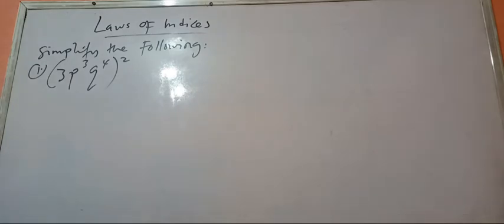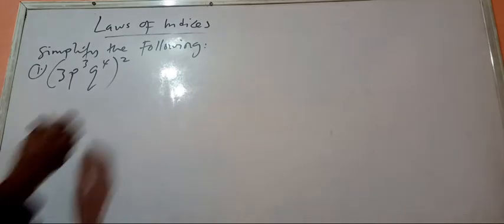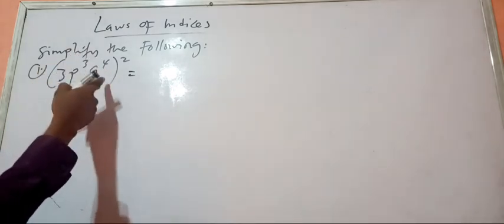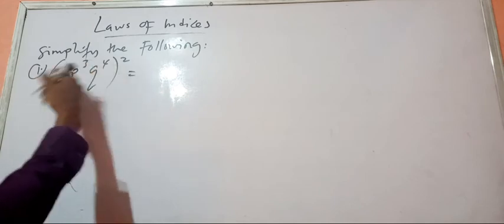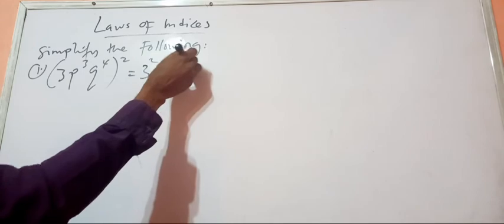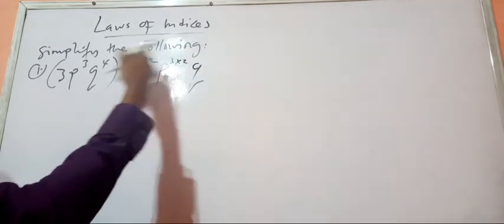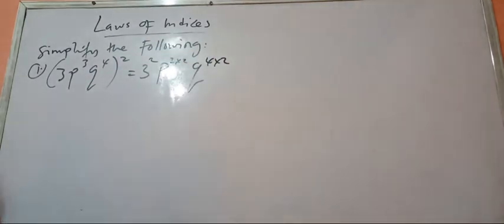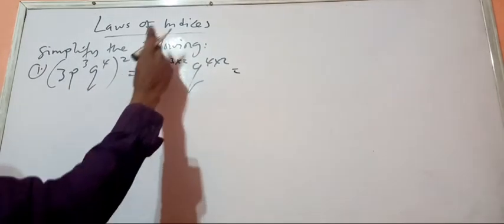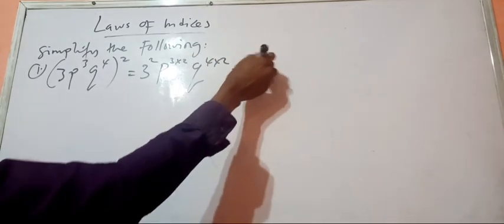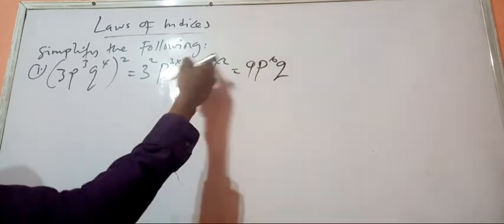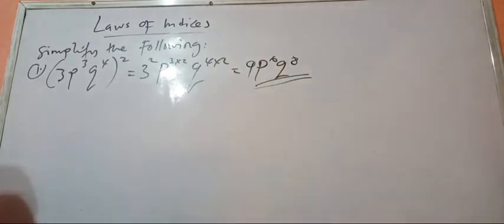Let's do this. Number 1. What do we have here? 3p to the power 3, q to the power 4, with the power outside the bracket. What do we do? 3 raised to power 2, then p to the power 3 times 2, q to the power 4 times 2. So we have 3 times 3, 9, p to the power 6, q to the power 8. Final answer.